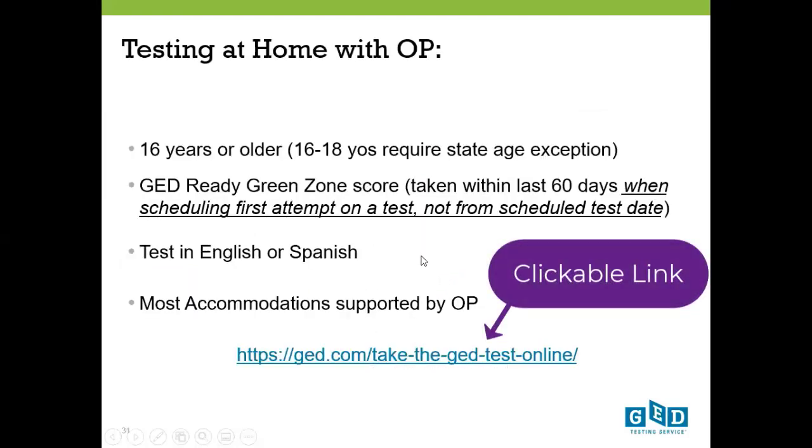Some things to keep in mind when testing at home: you have to be 16 years or older, and 16 and 17-year-olds are still subject to the age exception, and that is still processed by Texas in every case, pretty much, unless it's an incarcerated youth situation. Again, they do need to have a GED Ready score in the green zone within 60 days of when the test is going to be scheduled, not the scheduled test date.